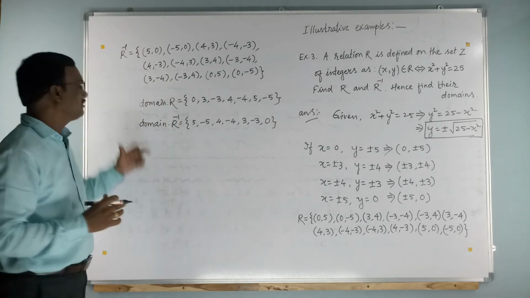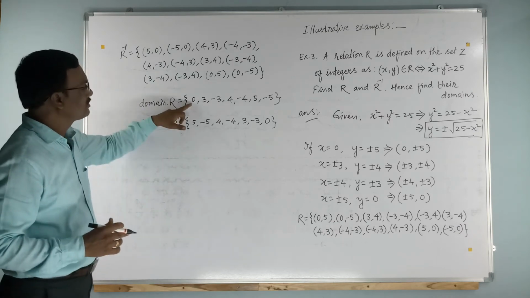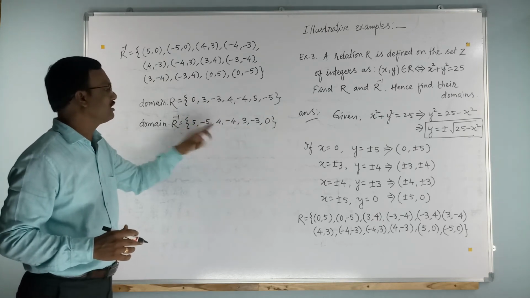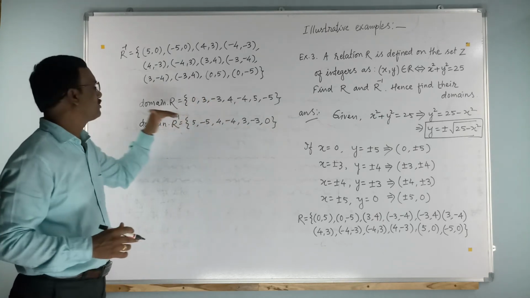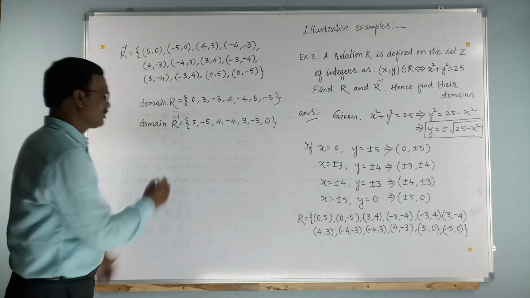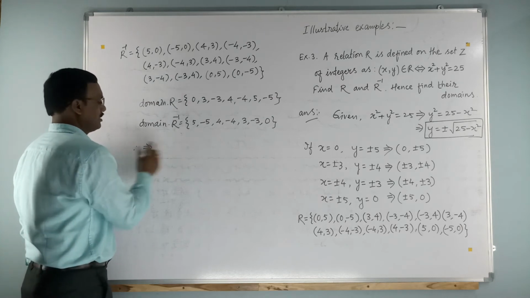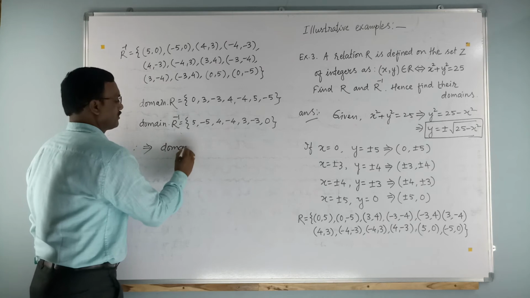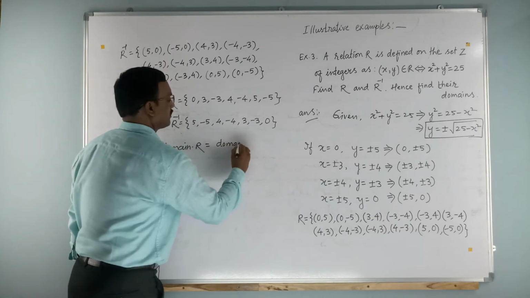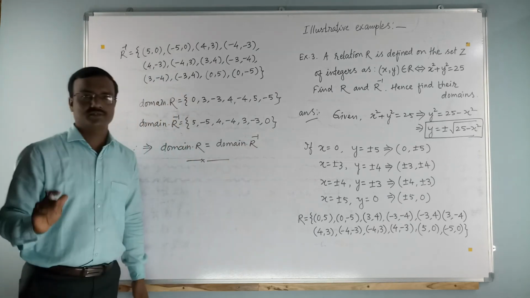Now observing the domain of R and the domain of R inverse, we can easily see that 0 is also there, 3 is also there, minus 3 is also there, 4 is also there. In fact, all the elements in the domain of R are in the domain of R inverse also. So what is our conclusion? From here we can write domain of R is equal to domain of R inverse. That's all.